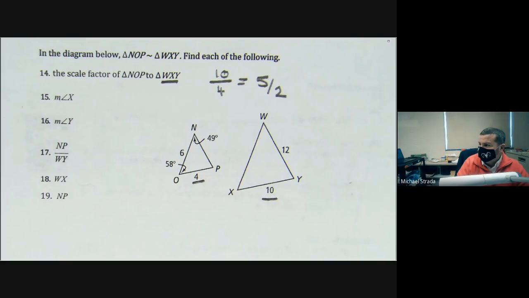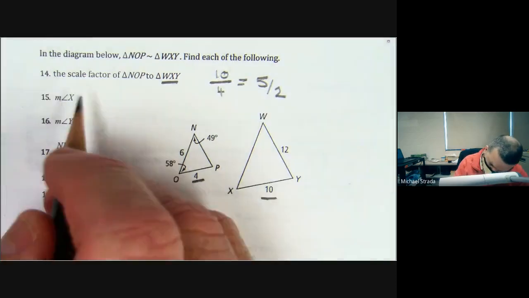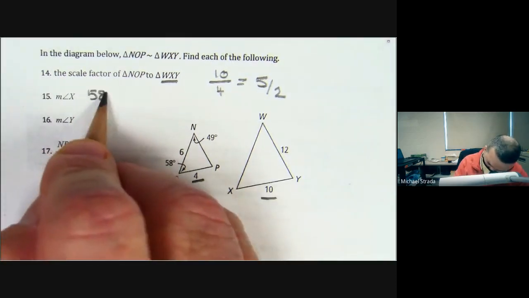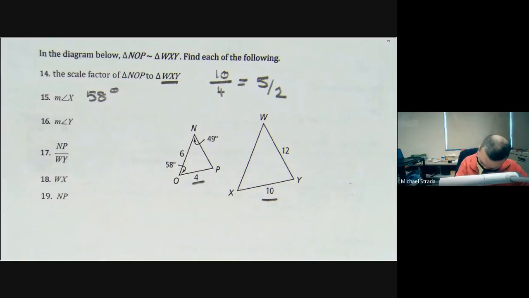Okay. The measure of angle X. X matches up with O, so that's going to be 58 degrees. The measure of angle Y. Y matches up with P. So that would be, I believe, 73 degrees.